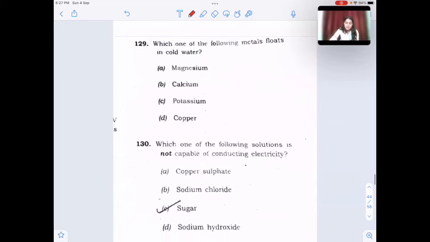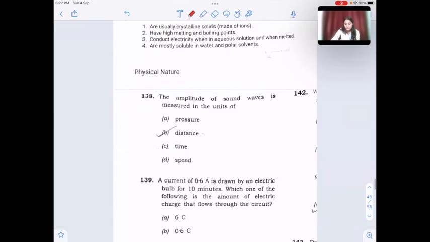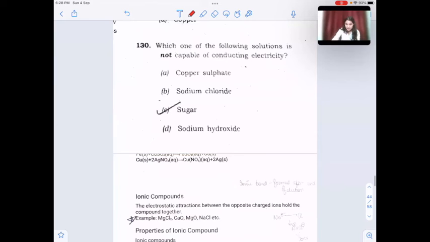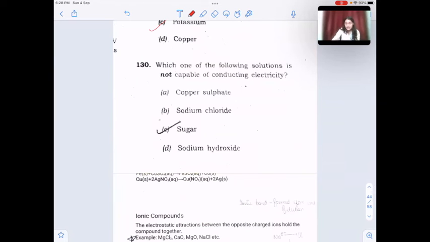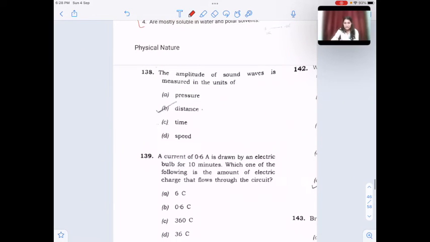Which one of the following metals floats in cold water? So alkali metals, barium, sodium, potassium, they float in cold water. So option C. Which one of the following solutions is not capable of conducting electricity? So see, ionic compounds conduct electricity, right? So A, B, D, all are ionic compounds. So option C. Sugar is a non-ionic compound and it does not conduct electricity.